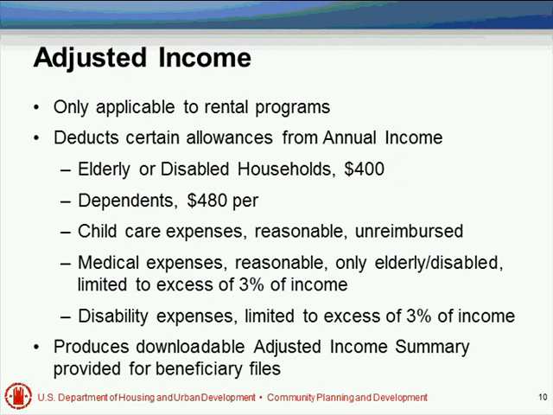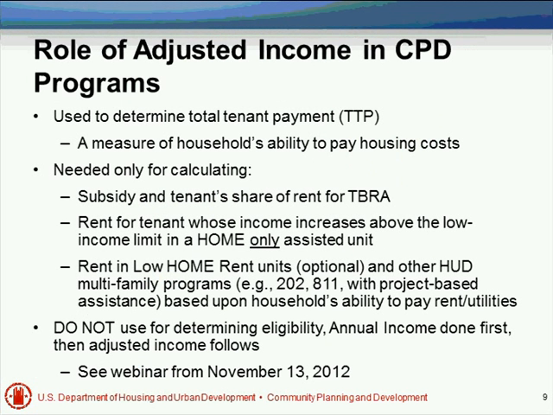Let me answer it the opposite way, and then I'll answer it separately for rental programs in general. If you were doing a tenant-based rental assistance program, you have to do adjusted income because after you look at gross income, you need to figure out the household's ability to pay rent and utilities. Adjusted income gets us there, where they get certain allowances or deductions if they're elderly, disabled, et cetera. So you must do it in that context. Now, there are two or maybe three other scenarios in HOME units where you have to know adjusted income.